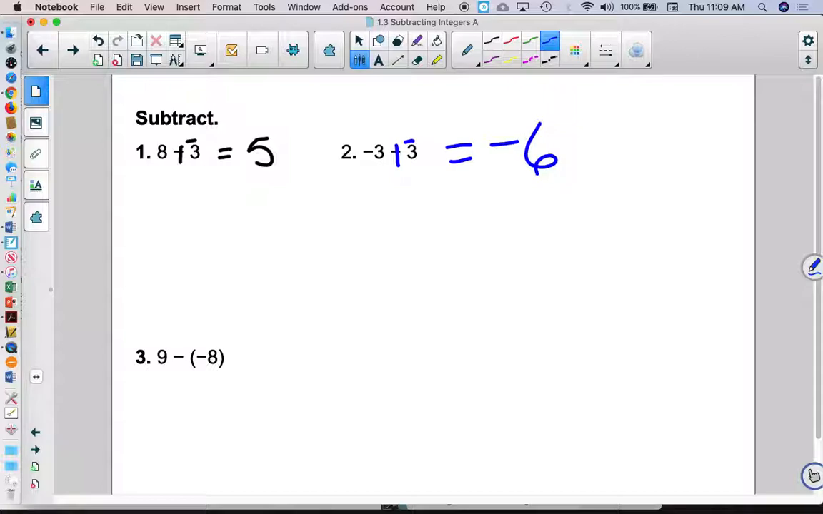9 minus negative 8. Ben, tell me how to change it. So the subtraction you have a line through it, and then the negative 8 you put on that with the addition to 17. Which equals 17.